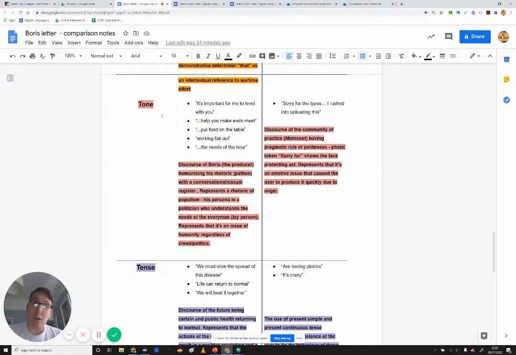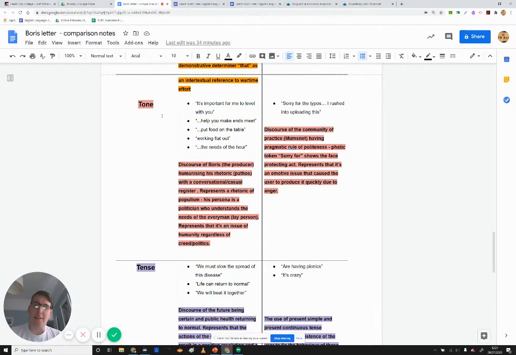In contrast, obviously the context of text B is very different. The tone allows for this sort of conversational tone, but we do actually have this in the second post that she makes, where she says, or he says, "Sorry for the typos, I rushed into uploading this." So we've got that interesting phatic word, sorry, for the typos. It's almost like they're acknowledging in a sort of meta way what they've already written. So they're commenting on the text.